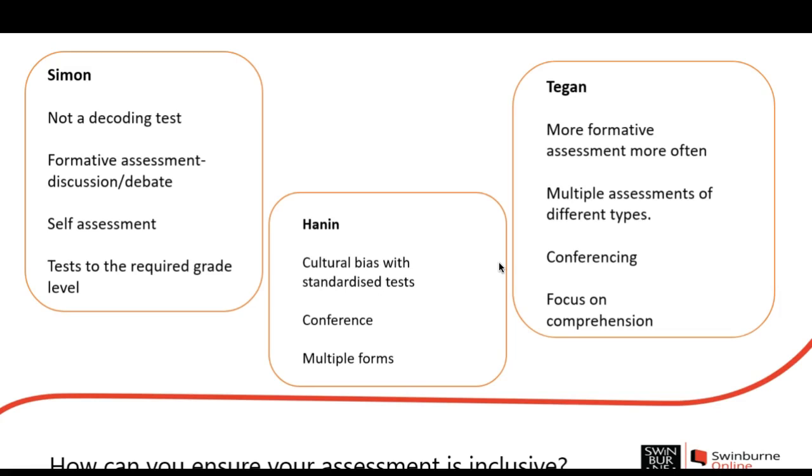So if we know that Simon is highly intelligent and we know that he's capable of working at a grade 6 level, we need to have assessment that is going to inform us about how much he does know and what he can do, and give us information based at his level. So what I've said here is, well, we definitely don't want a decoding test, because that's not going to give us any information about Simon.